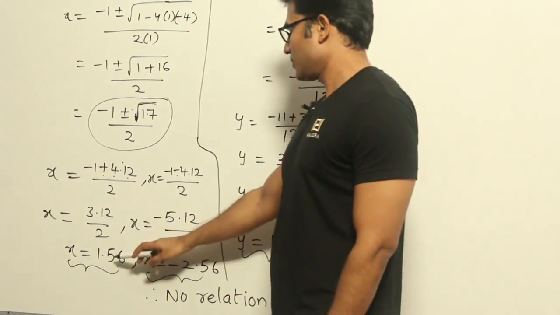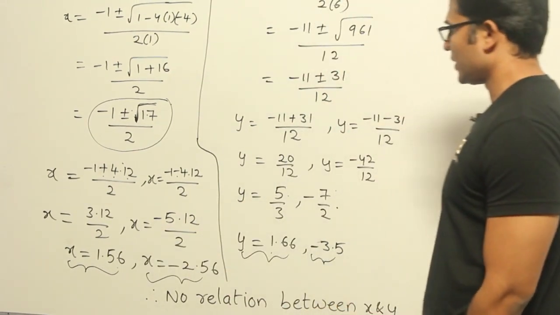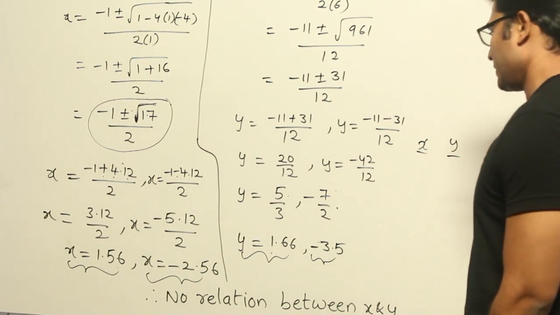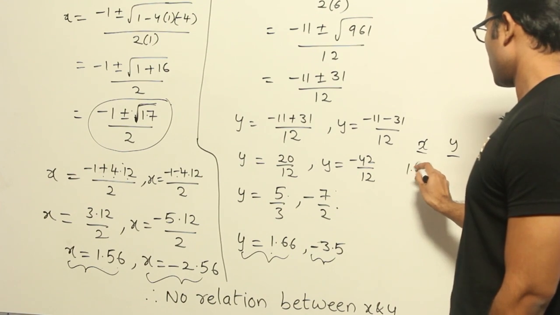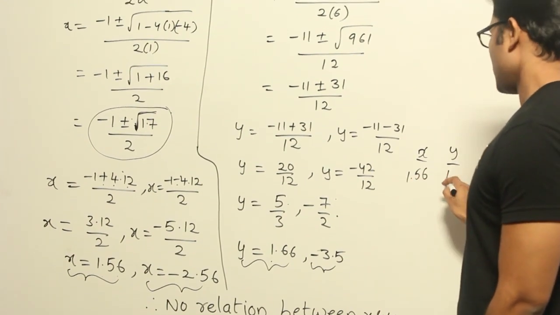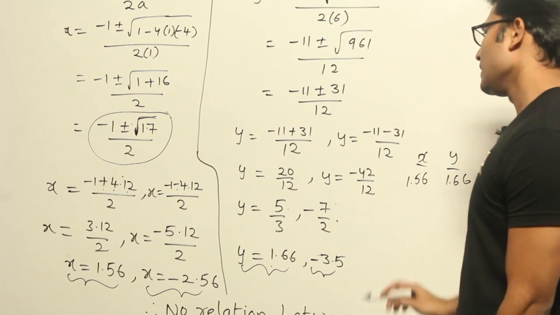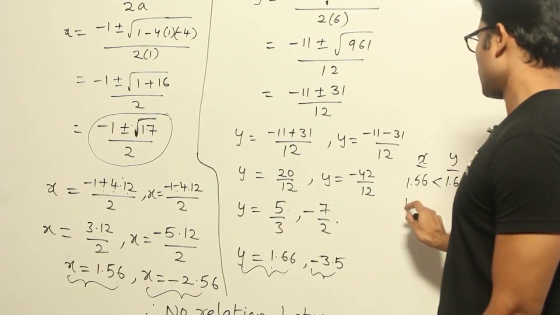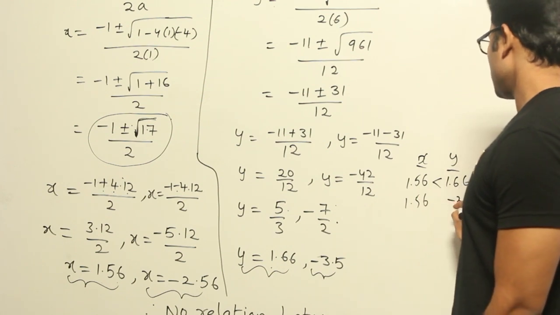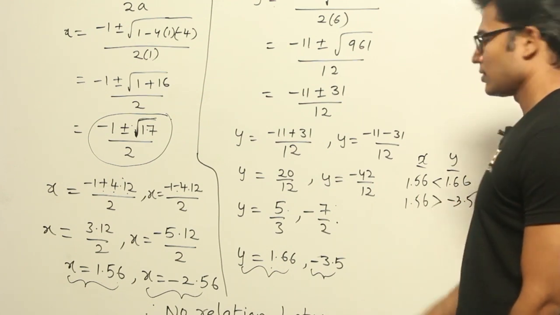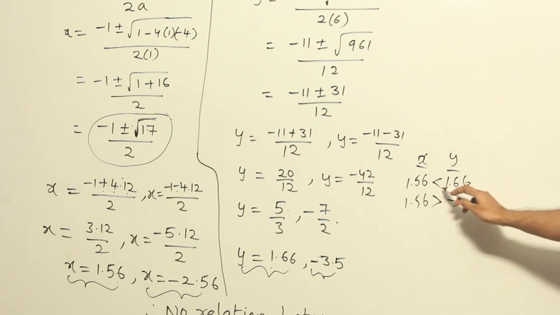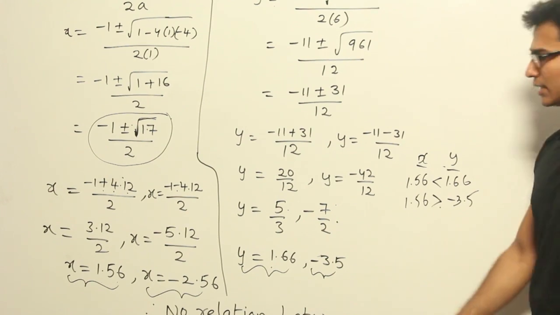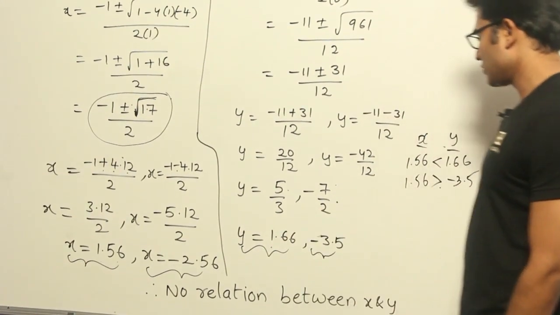Now if we consider all the four possibilities that we get here for x and y, we get four possibilities. So one possibility is 1.56 and 1.66, right? So in this case we get less than. And the other one is 1.56 and minus 3.5. Now in this case we get greater than. So it is not either less or greater. There is no relation, so we cannot talk about any relation between them. So there is no relation between x and y.